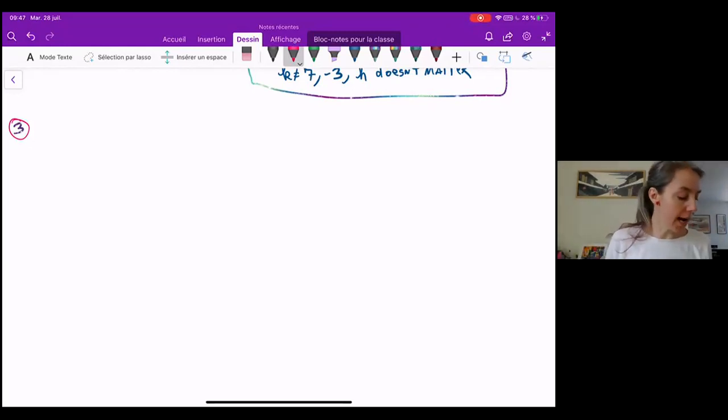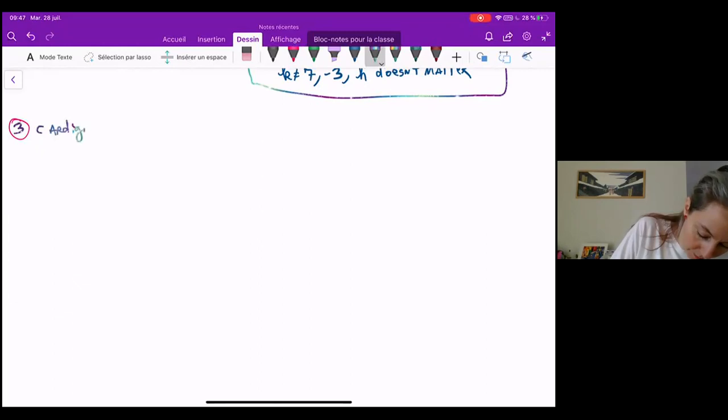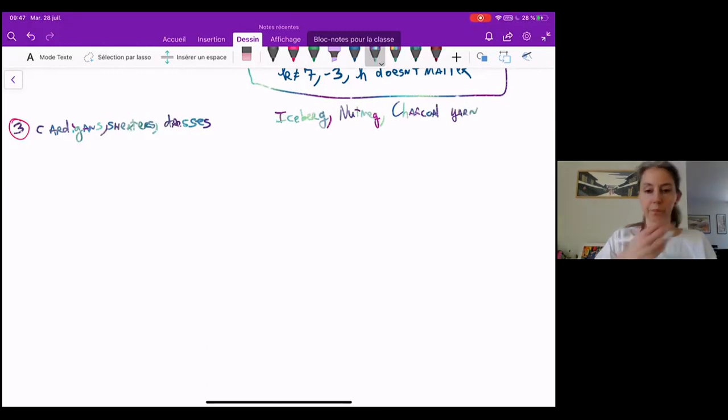Okay, so here we kind of have two things going on. We have cardigans, sweaters, and dresses. And we have iceberg yarn, nutmeg yarn, and charcoal yarn. Which one of these things is going to be my variables?